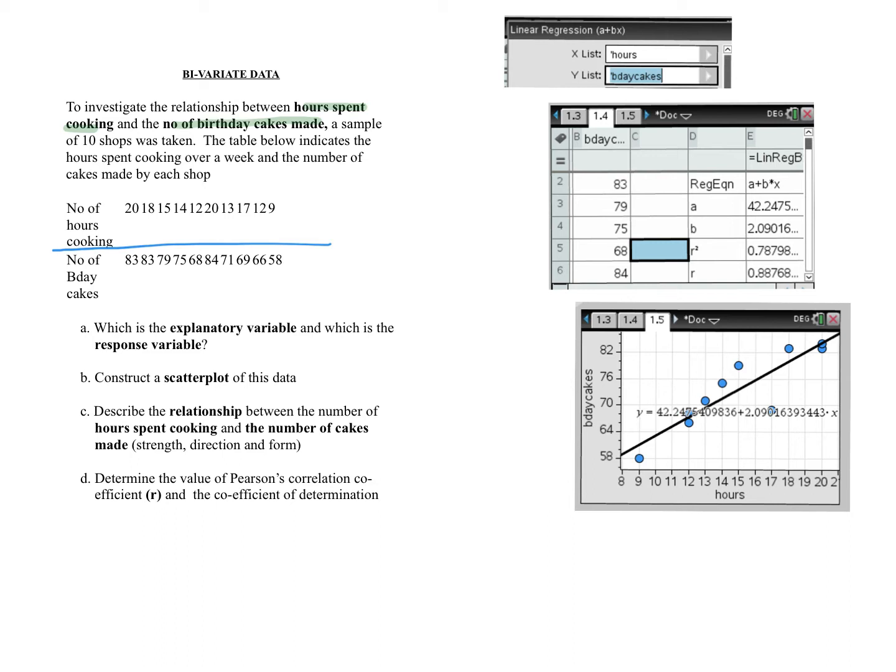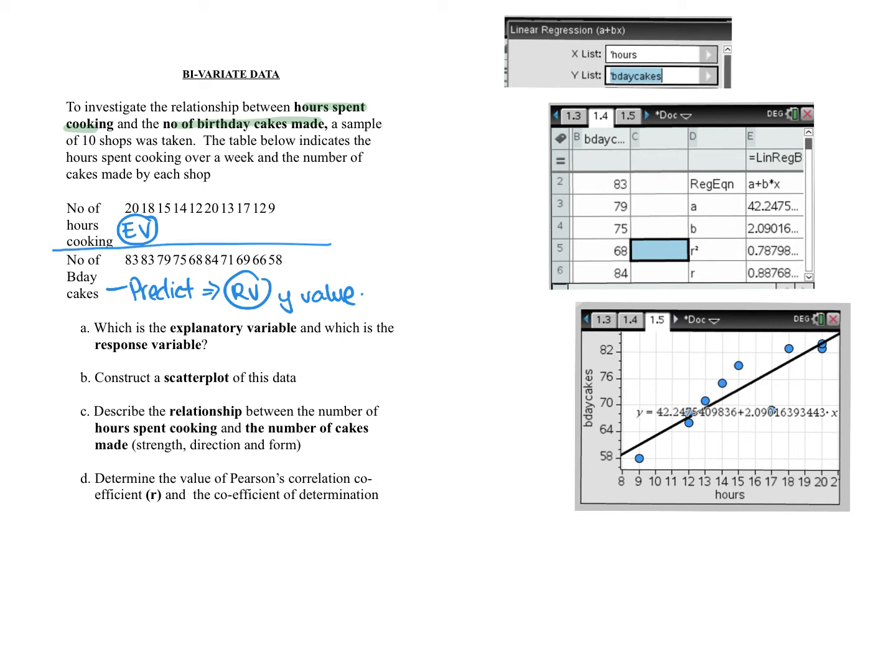So we are going to be trying to work out how many cakes the shop makes. So that would be what we're trying to predict. Therefore this one will be our RV, or often our Y value. Okay, and then the number of hours cooking will be our explanatory variable. So when they ask us which is the explanatory variable, it'll be the number of hours, and which is the response variable. We're then asked to create a scatter plot.